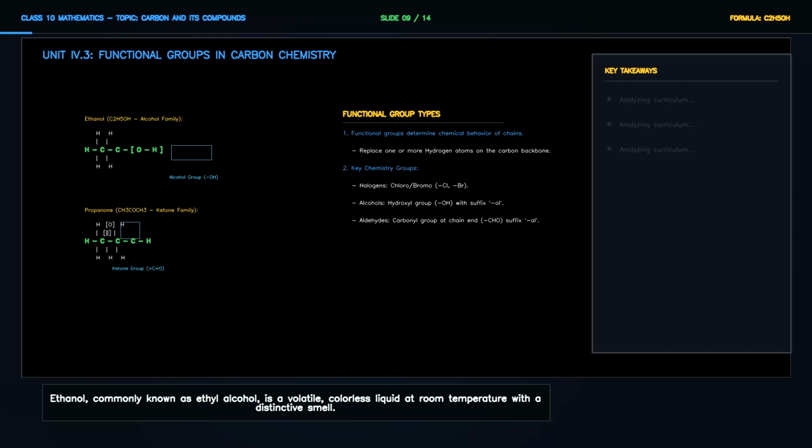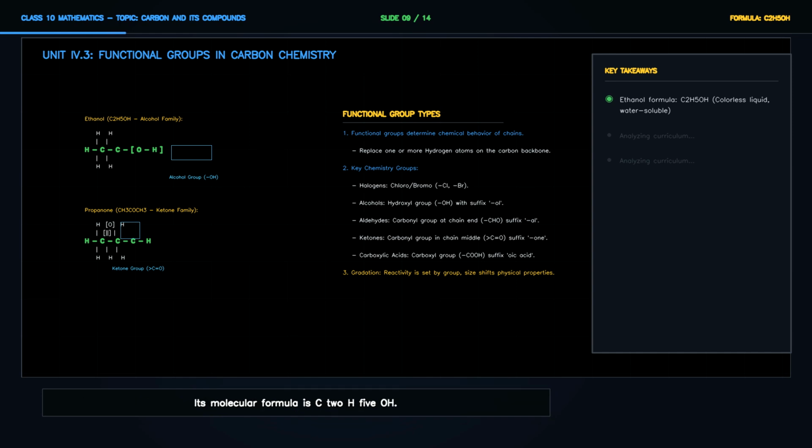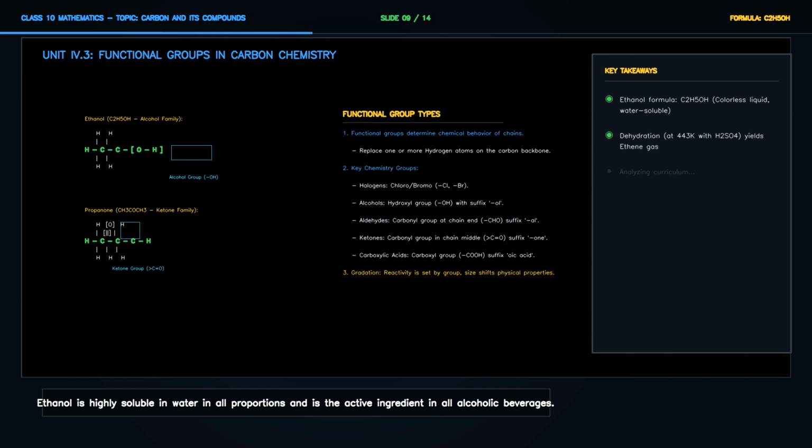Ethanol, commonly known as ethyl alcohol, is a volatile, colorless liquid at room temperature with a distinctive smell. Its molecular formula is C2H5OH. Ethanol is highly soluble in water in all proportions and is the active ingredient in all alcoholic beverages. However, consumption of pure ethanol, called absolute alcohol, is highly lethal.